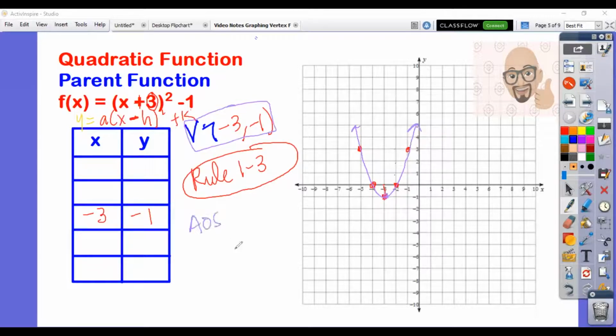But since the vertex is (−3, −1), which is this point here, what is our axis of symmetry? Our axis of symmetry, according to the formula, is x = h. The h here is negative 3. So x = −3. So you're going to draw a line passing through the vertex, and that's your x = −3. And look, the value of the a here is positive 1. That's why it opens upward. And that's the graph.